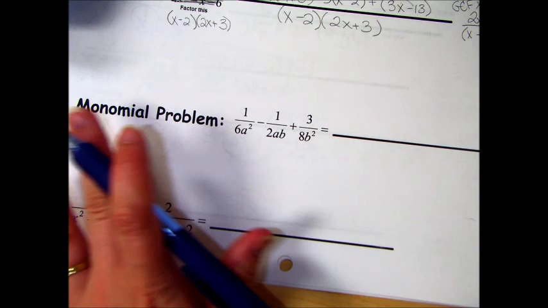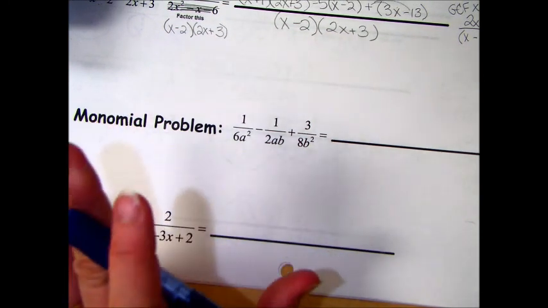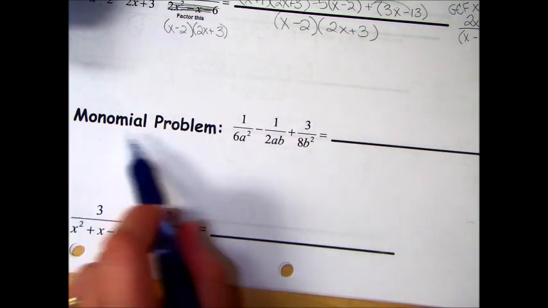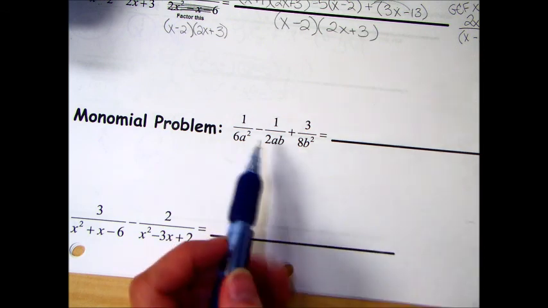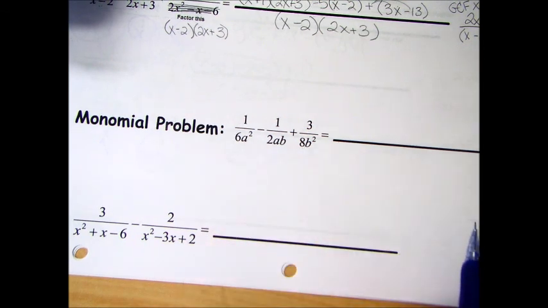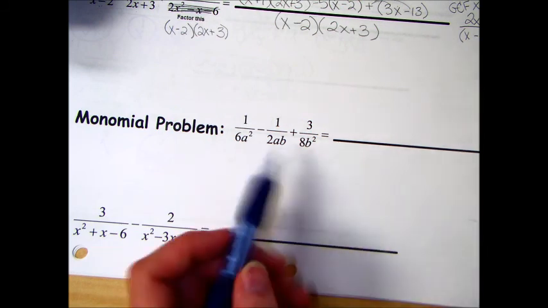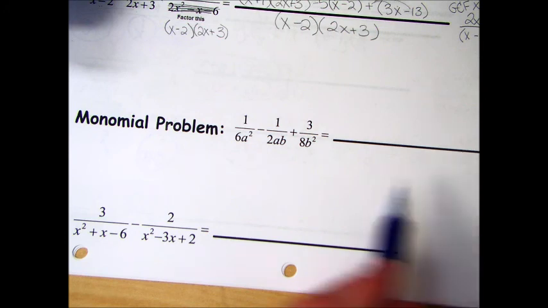So far, the problems we have been doing have been binomials or trinomials on the bottom. It's time to make sure you know how to do a monomial problem. So when you look at 6, 2, and 8, as long as you pick a number that 6, 2, and 8 go into, you're good. So I pick multiples of 8. So I think, like, can I bring over an 8?